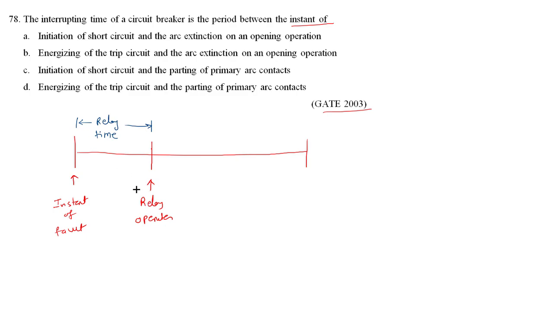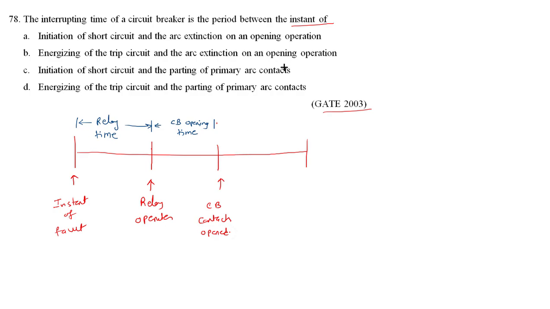Once the circuit breaker trip circuit gets closed, after some time the circuit breaker contact will be open. After receiving the trip command from the relay, it will take some time to open the circuit breaker contact. So this particular time duration will be known as the circuit breaker opening time. So at this instant circuit breaker contacts are opened.